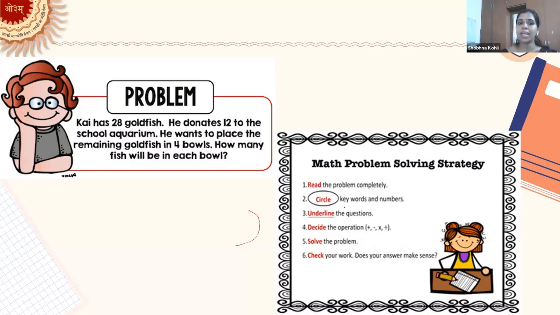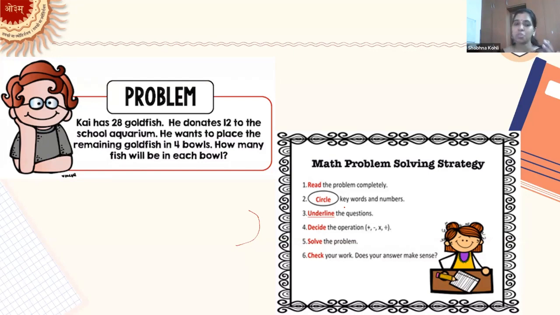He wants to place the remaining. What is the meaning of remaining? Which is left, right? They should know the simple meaning of those words also. Doesn't mean we should not use these. Definitely we should use them. But we should use the synonyms also when you're taking the classes.